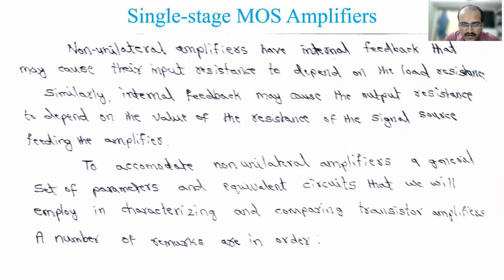Different parameters of amplifiers, like input resistance with no load and input resistance with load, Rin and Ri we have called. Similarly, output resistance with load, without load, with signal and without signal, called Rout and Ro. Similarly, open-circuit voltage gain, short-circuit current gain, current gain and overall voltage gain. All these parameters we have discussed, and some of the equivalent circuits also we have seen.